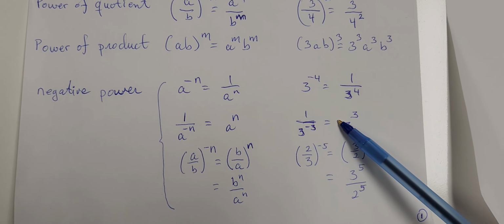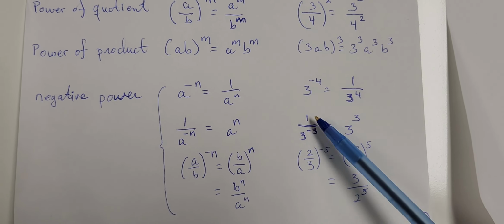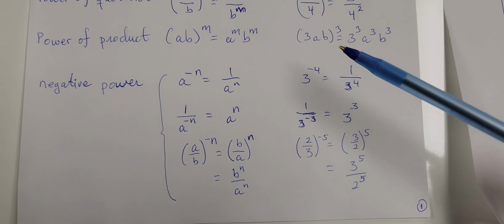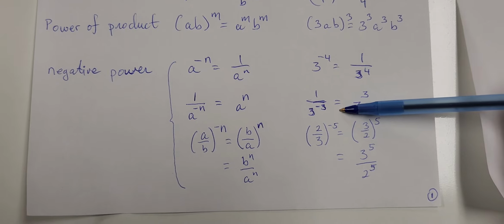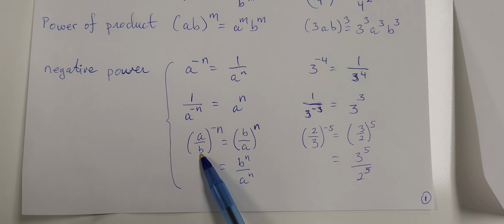Okay, so here is an example. I have a negative in the fraction, so rewrite it as a positive. Okay, so be very careful of these two negative properties. Here's another negative property when I have a fraction.